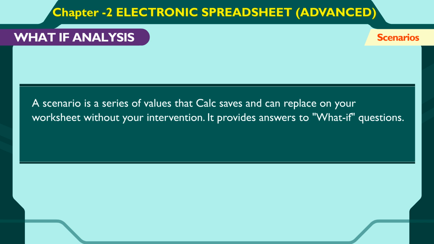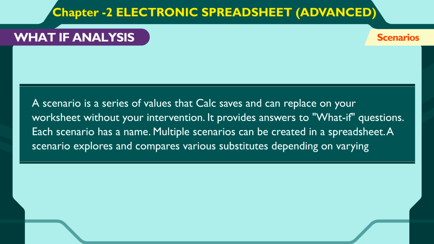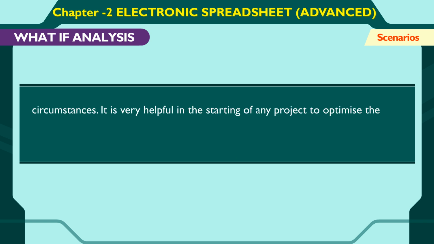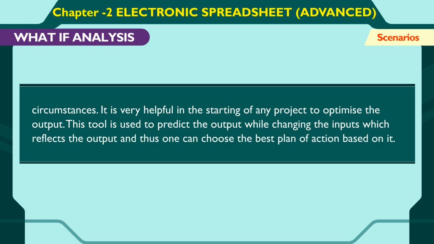It provides answers to what-if questions. Each scenario has a name. Multiple scenarios can be created in a spreadsheet. A scenario explores and compares various substitutes depending on varying circumstances. It is very helpful in the starting of any project to optimize the output. This tool is used to predict the output while changing the inputs, which reflects the output, and thus one can choose the best plan of action based on it.